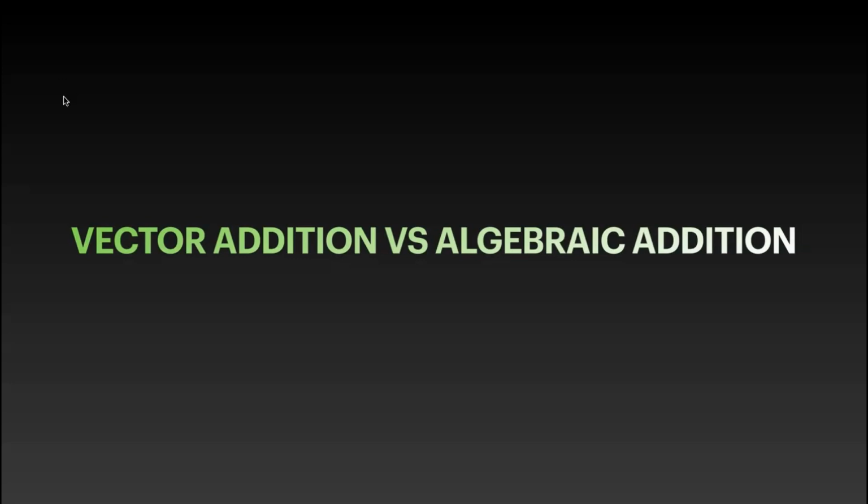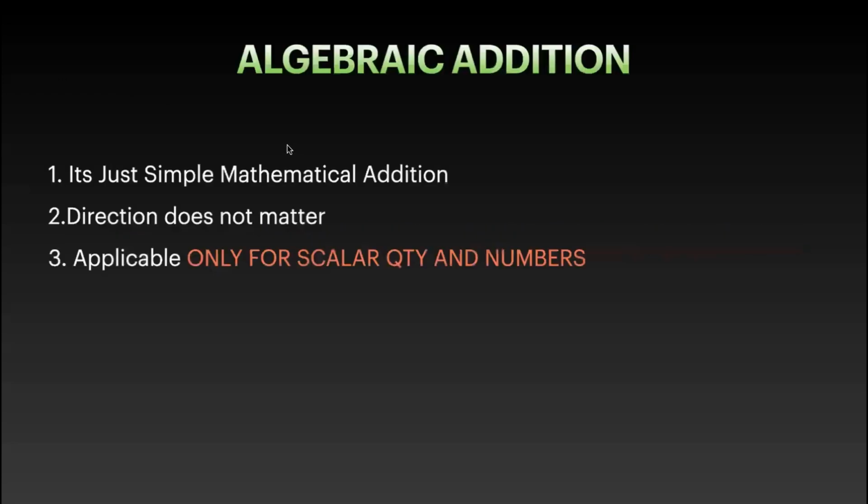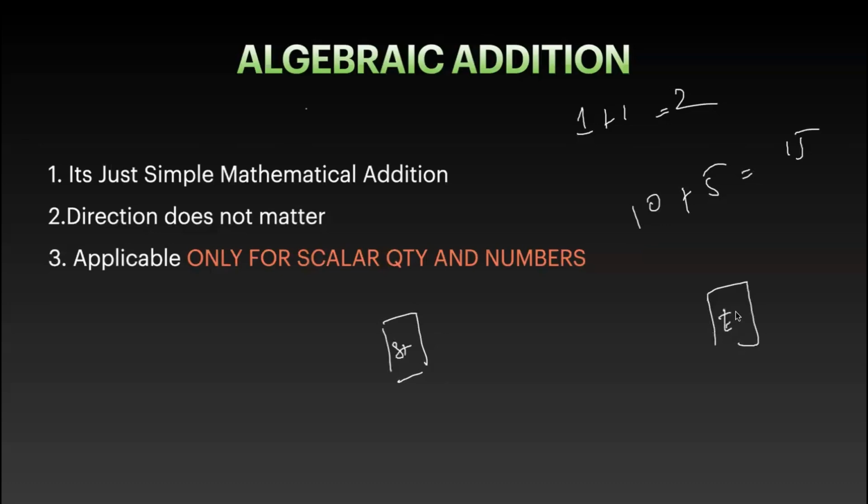Before going to the definition of vector addition, let us actually see the difference between vector addition and algebraic addition. First, what is algebraic addition? Simple mathematical addition. That is, 1 plus 1 is 2, 10 plus 5 is 15. Simple. Then, for example, assume this is the starting point and this is the ending point. Now let us talk about distance. Distance is a scalar, that you know. We'll see here that distance is a scalar.